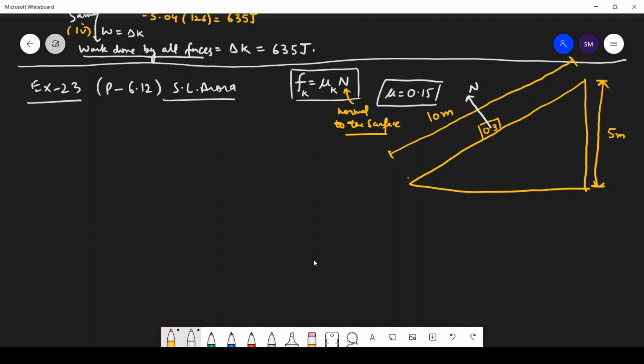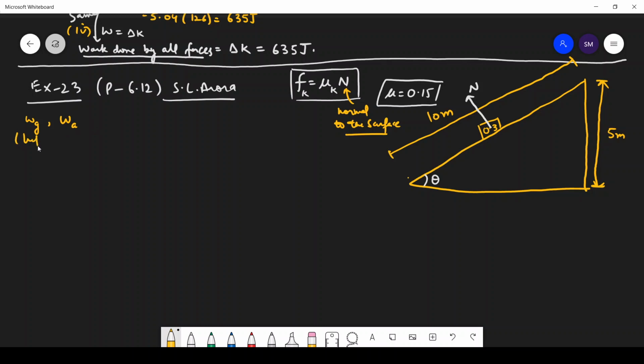Now, definitely this angle will be given to you. This angle is theta. If it is not given, then we'll assume it. Now, we need to find the work done by the gravitational force for the round trip. Round trip means from here to here and then coming back. Okay. Work done by the applied force only for the, so this is for the round trip.